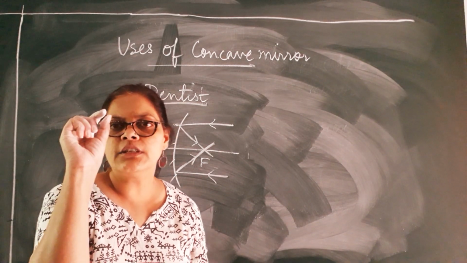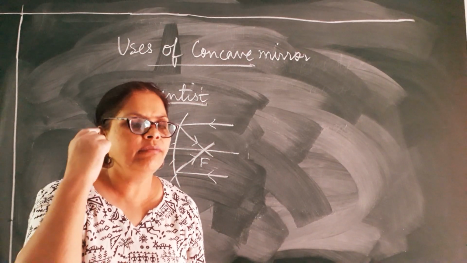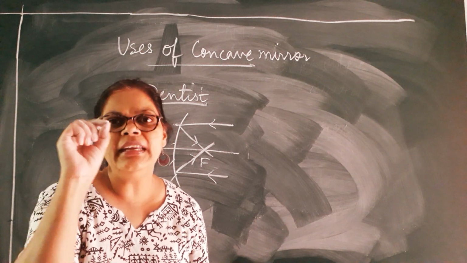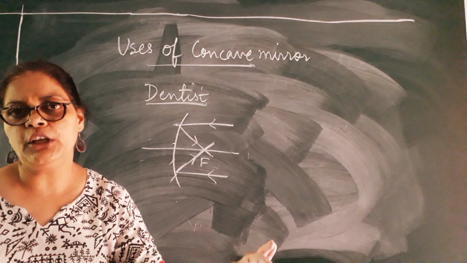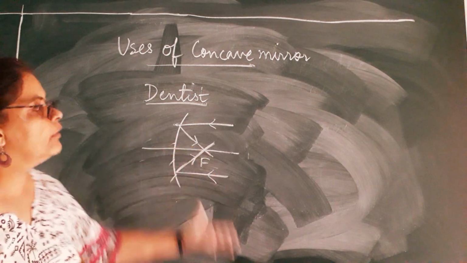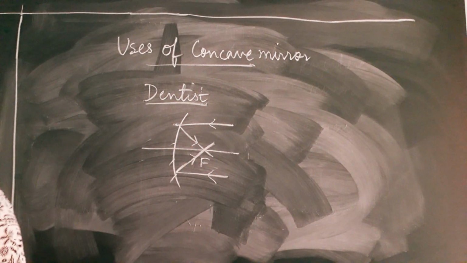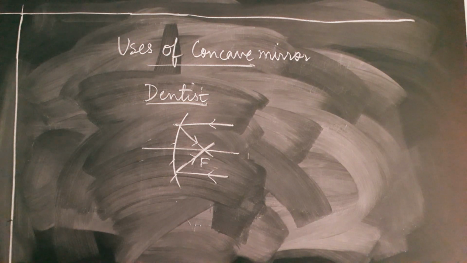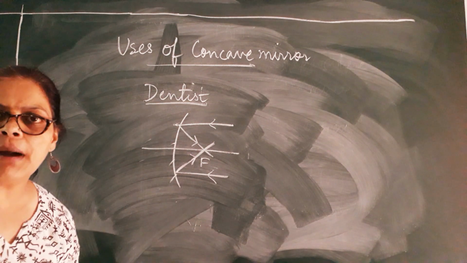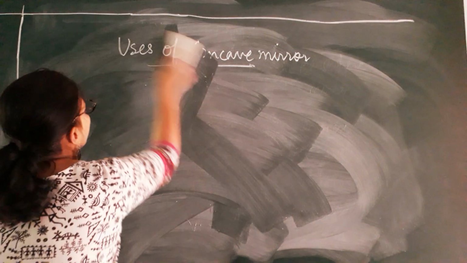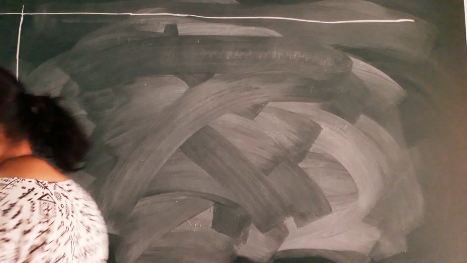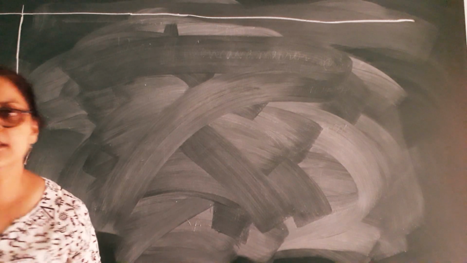The tooth is such a small part in our body, and even the eye has minute details, even the ear. So to focus the light on that particular point to see it more clearly, the dentists or the ENT specialists, the doctors use it to examine the different body parts. Okay, so these are the different uses for concave. Now we move on to the uses for convex.